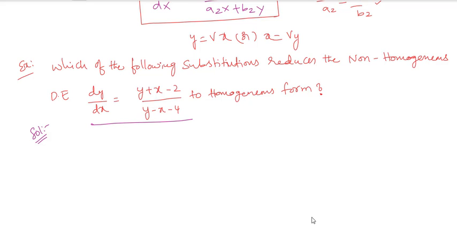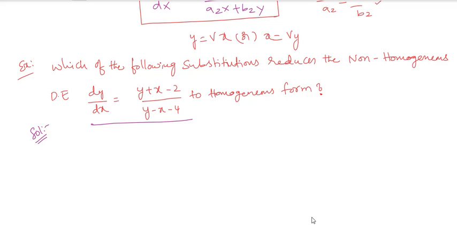So that is dy by dx is equal to y plus x minus 2 over y minus x minus 4. Am I right or not? Generally, how is this question solved? Actually, is a1 by a2 equivalent to b1 by b2? No. Here a1 is 1, b1 is 1, a2 is 1 and b2 is minus 1. So a1 by a2 is not equivalent to b1 by b2. So this is the non-homogeneous differential equation, second case.